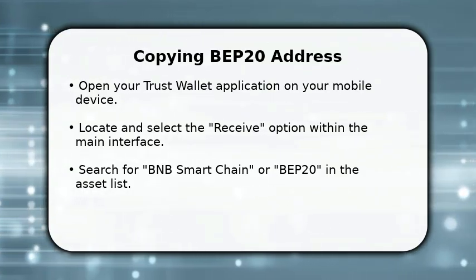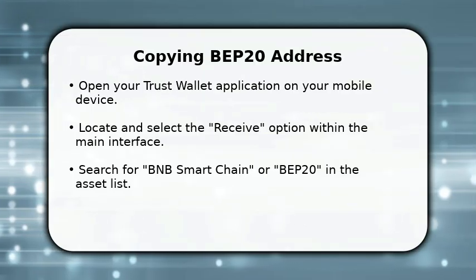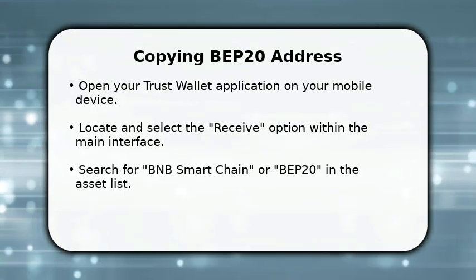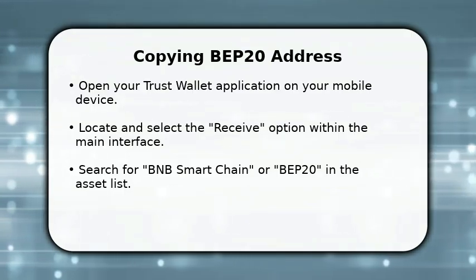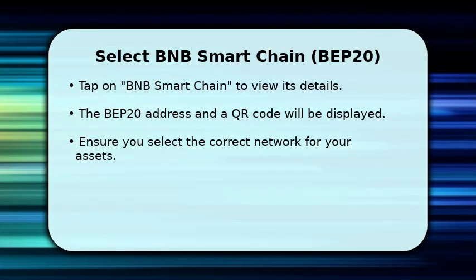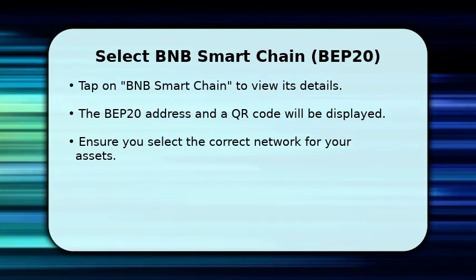From there, we'll specifically look for the BNB Smart Chain, also known as BEP20, to ensure you get the correct address for your transactions. This initial step is crucial for a smooth process. After selecting Receive, you'll see a search bar or a list of assets. Type BNB Smart Chain or BEP20 to quickly locate it. Once found, tap on it to proceed.